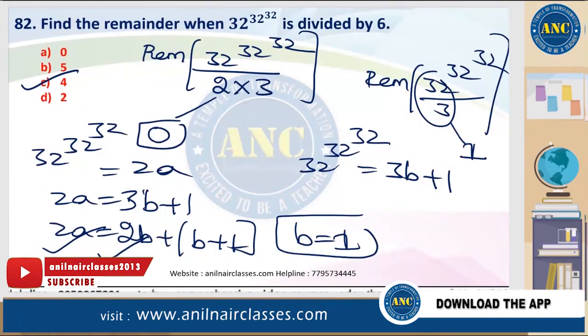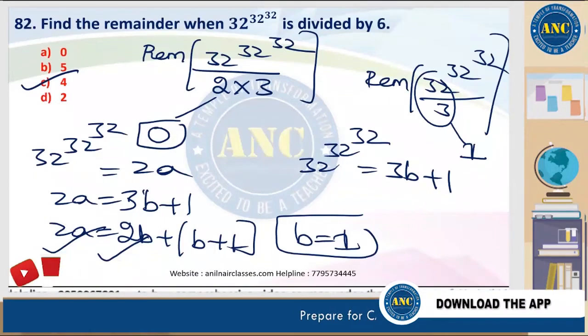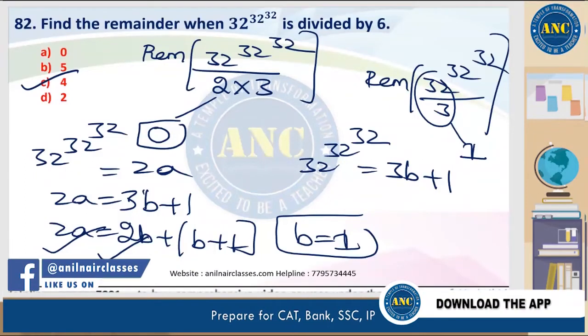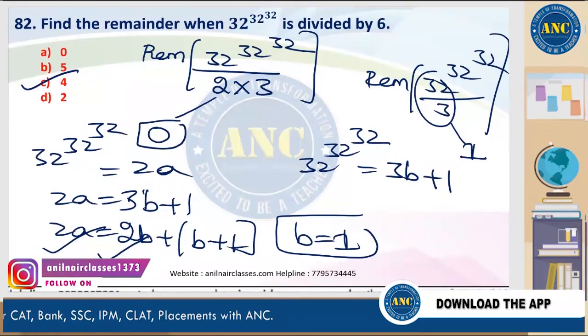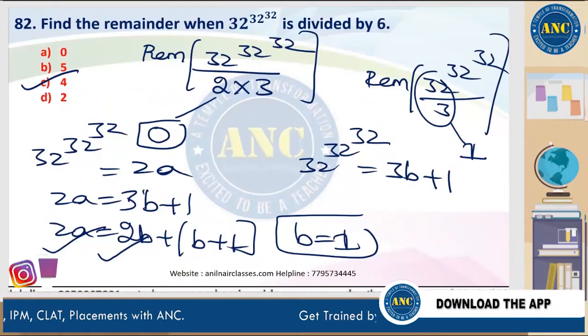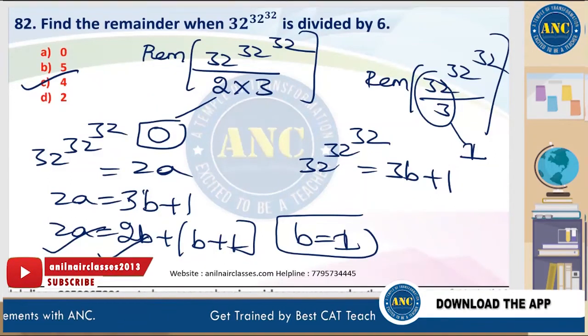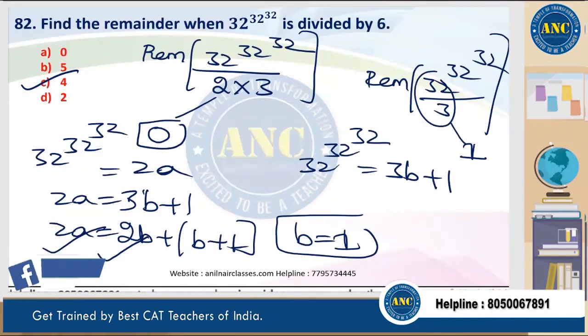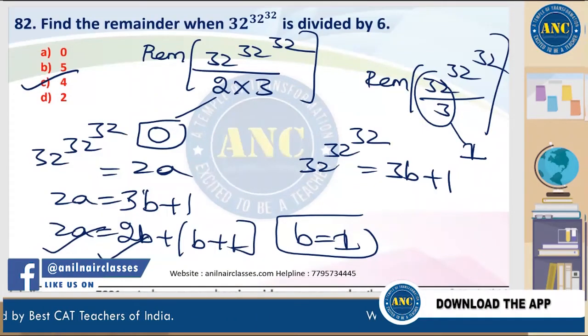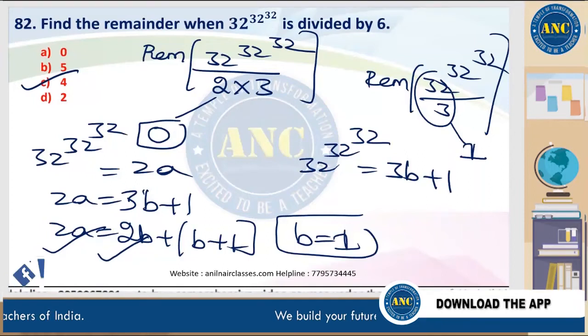We did it in the morning when numerator and denominator are co-prime to each other. Now what if they are not co-prime to each other? 32 is divisible by 2. 32 divided by 3, 3 11s are 33 minus 1. Minus 1 power even is plus 1. So one is 2a, another is 3b plus 1. If I equate it, I will get the answer.